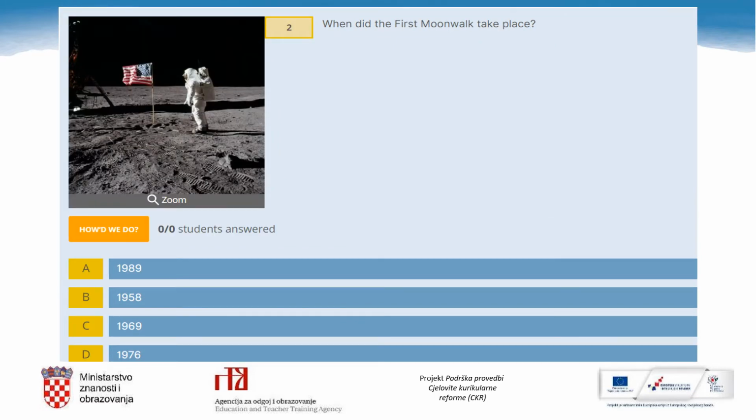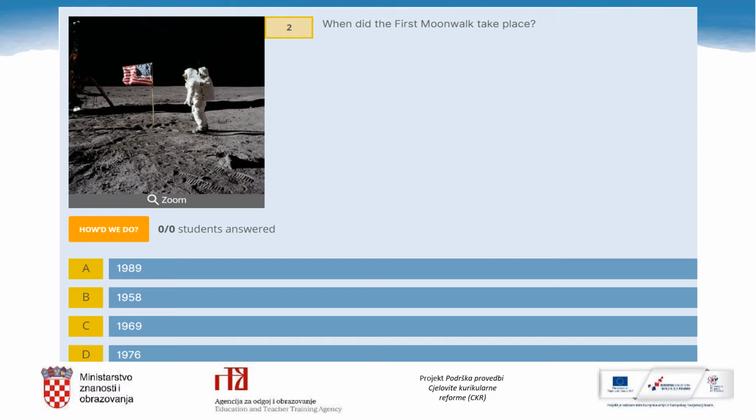Here is the second question. When did the first moonwalk take place? A. In 1989. B. In 1958. C. In 1969. Or D. In 1976.